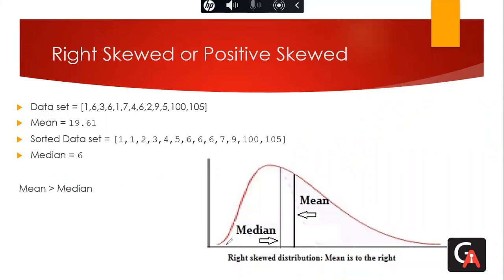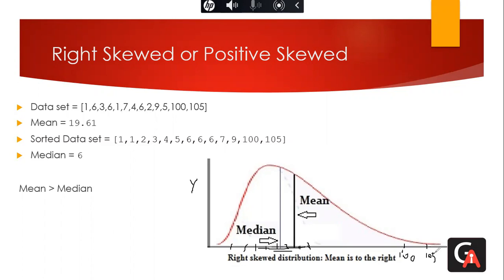Suppose x is a data set and y is the frequency of that data set. Suppose I start plotting the numbers. Maybe somewhere here it will be 1, here will be 2, here will be 3, 4, 5, 6, 7, 8. Let's consider 9 and 10. Just consider all of these are most of the numbers. But here there will be 100 and 105.